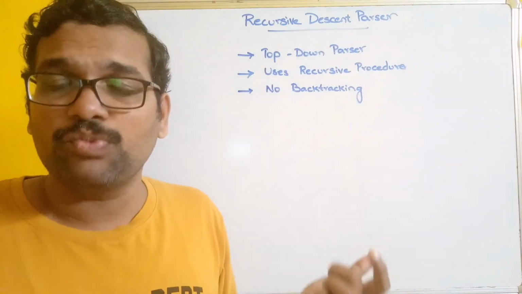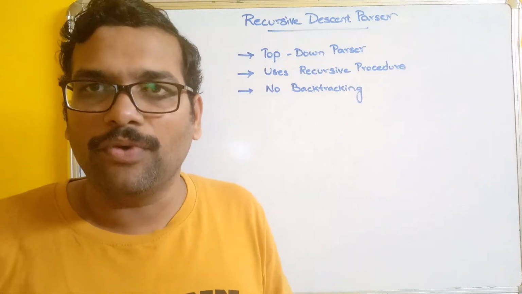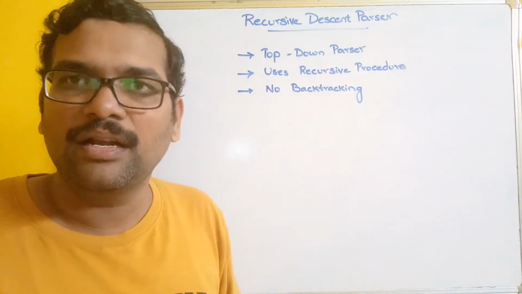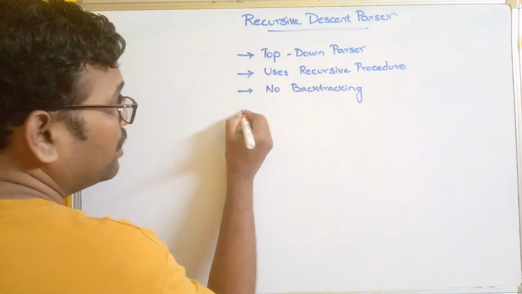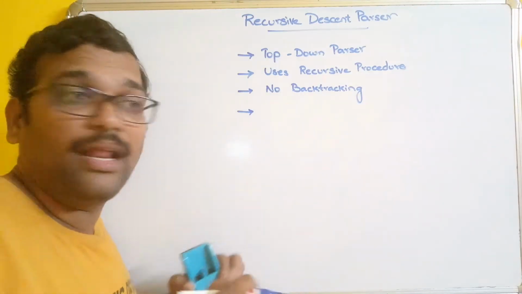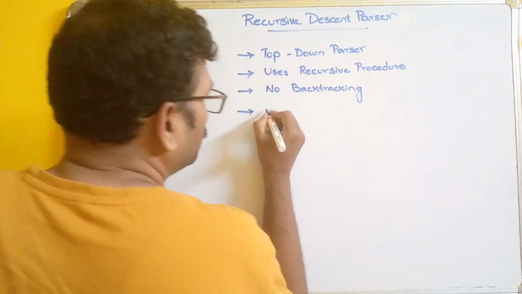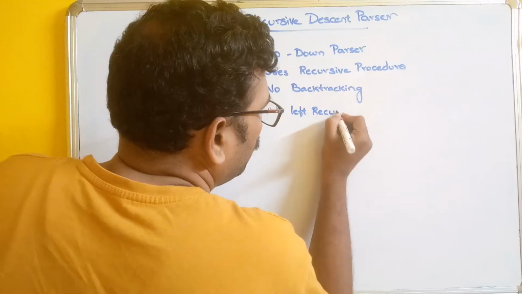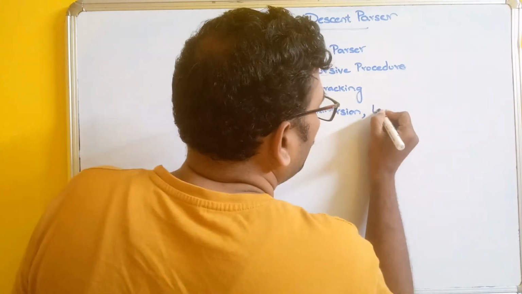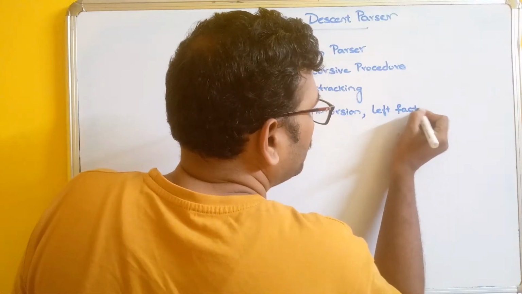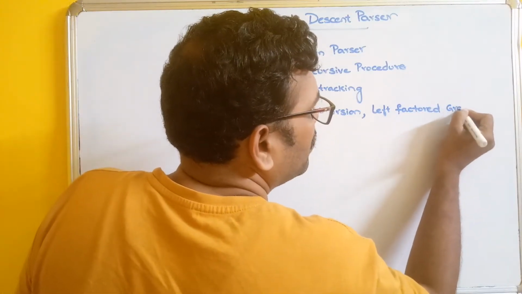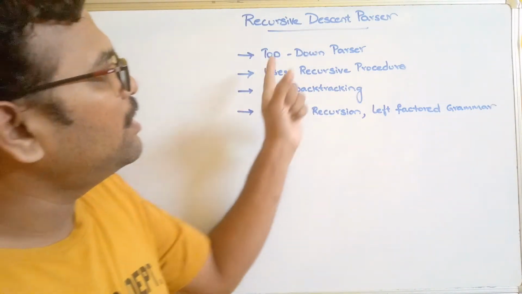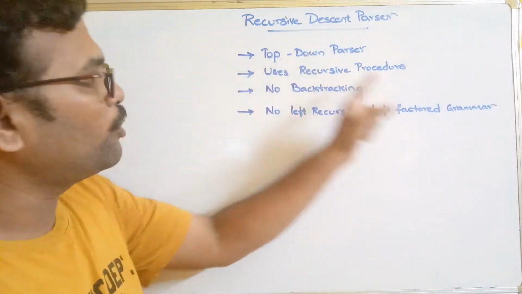Before constructing this, first let us see the rules which we have to follow in order to write a recursive descent parser for a given grammar. And one more thing, there should not be left recursion and the grammar should be left factored. Then only we can easily implement this recursive descent parser, that means top-down parsing.